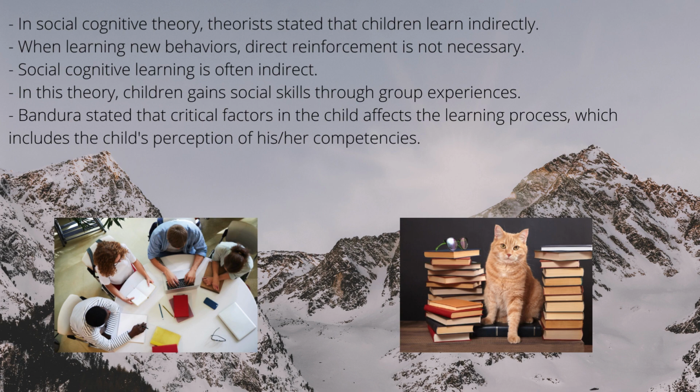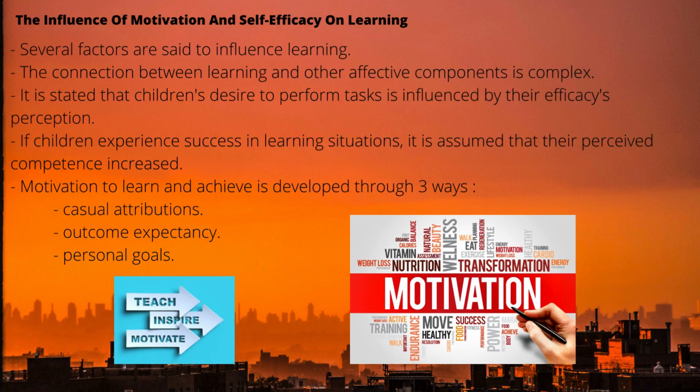Social cognitive theory states that children learn indirectly by observing how their peers' behaviors are rewarded or punished. When learning new behaviors, direct reinforcement is not needed, such as when the child learns by observing the behaviors or consequences of others. Social cognitive learning is usually indirect. In this theory, children gain social skills through group experiences. Albert Bandura stated that critical factors in a child affect the learning process, which includes the child's perception of his or her competencies.